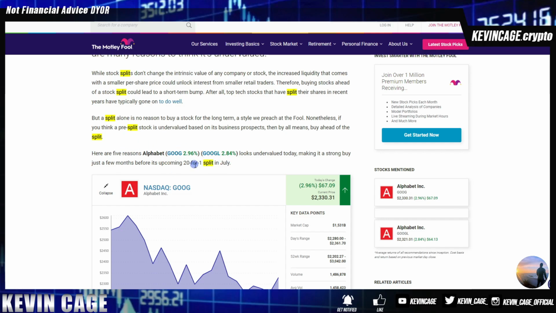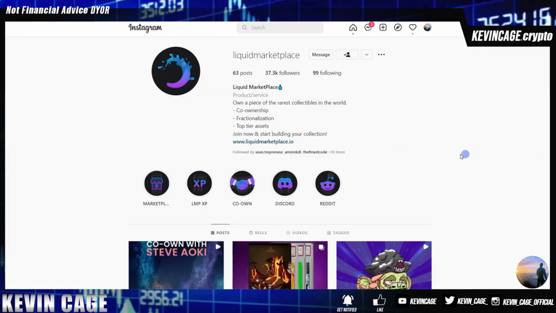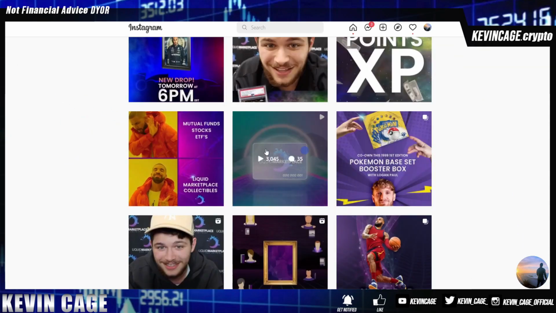So expect in July, we're going to see a 20-for-1 stock split. Meaning that the price of the stock will now be reduced so that everyday people can own a portion. This is happening with or without us, and in my opinion, this is really the next step in evolution in terms of technology and adoption. So just wanted to share, check out Liquid Marketplace on Instagram as well. They have some really great information.